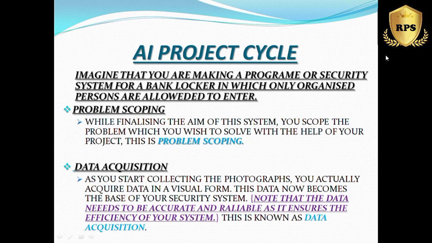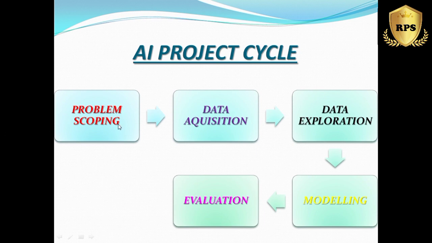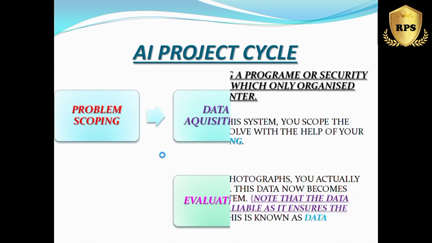We have been given a scenario: imagine that you are making a program or security system for a bank locker in which only authorized persons are allowed to enter. How do we complete this scenario? We have studied 5 steps on the previous screen: problem scoping, data acquisition, data exploration, modeling, evaluation. From these steps we will do this one.